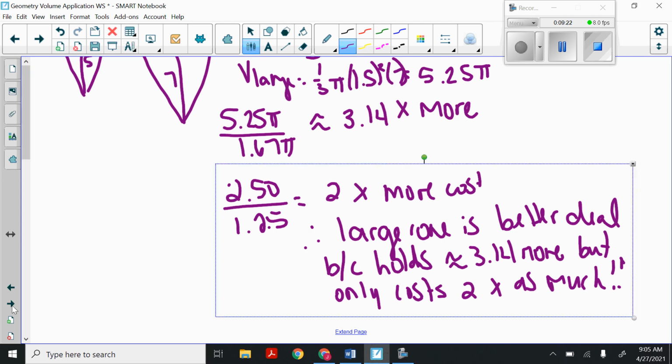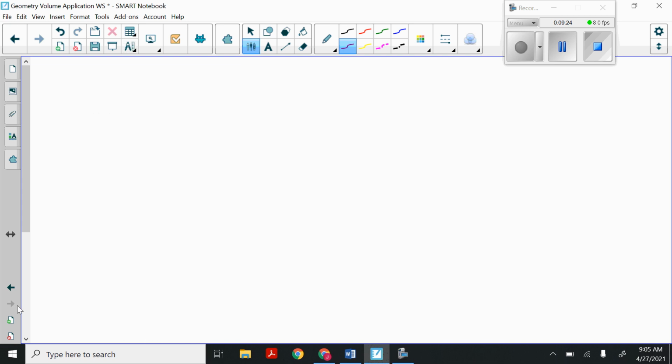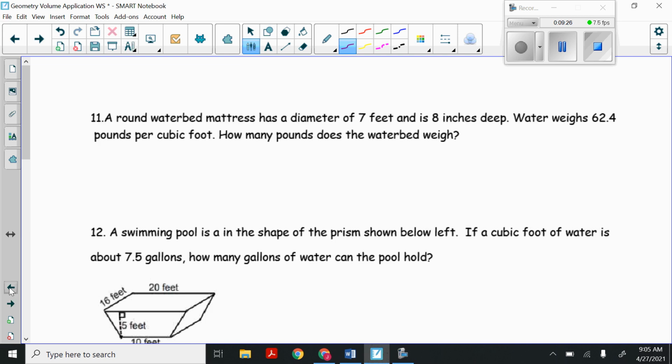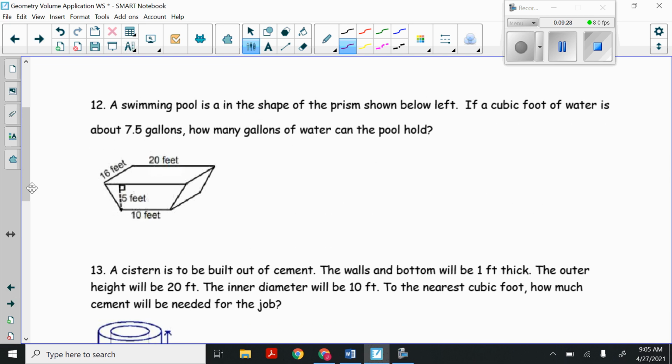Great, we're going to do one more of these together. So we're going to go to the back page and look at number 12 together. Number 12 tells me a swimming pool is in the shape of the prism shown below. If a cubic foot of water is about 7.5 gallons, how many gallons of water can the pool hold? So again, I see cubic feet to gallons. All of my units here are in feet. So I want to find the volume of this prism.